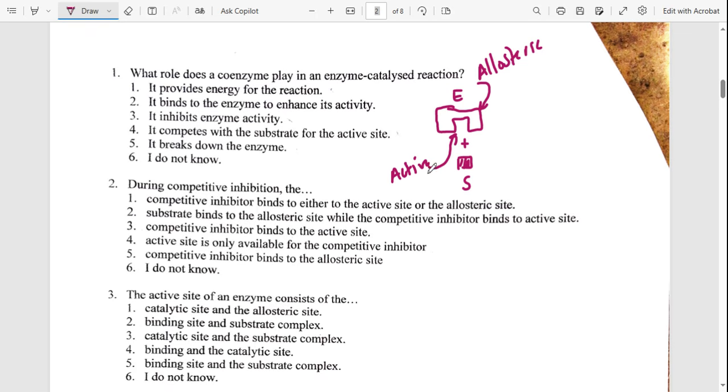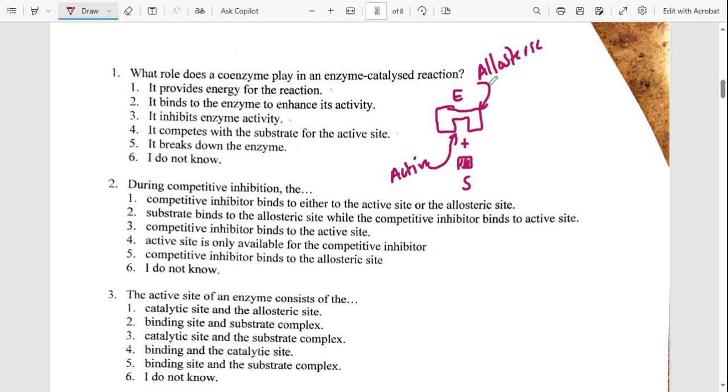So inhibitors that attach to the active site, we call them competitive inhibitors. And those that are attached to the allosteric site, we call them non-competitive inhibitors. And what competitive inhibitors will do is like in a vehicle, right? When you have a vehicle and then someone sits on your seat, you can't sit there. So if a competitive inhibitor sits in the active site, a substrate can't sit there.